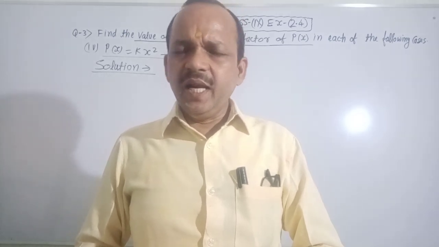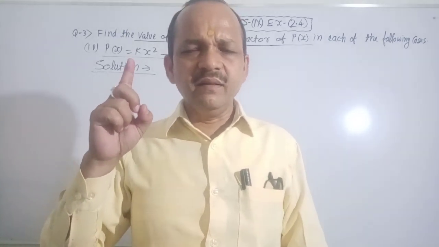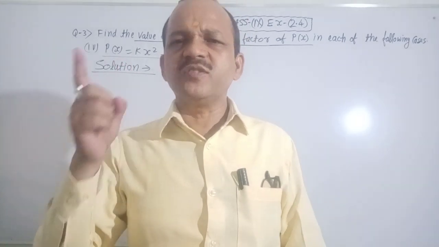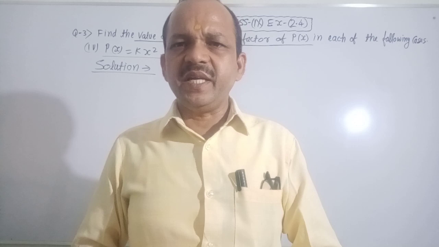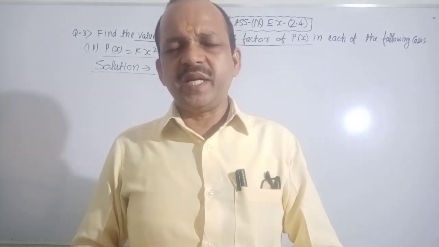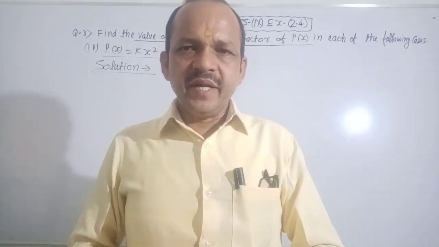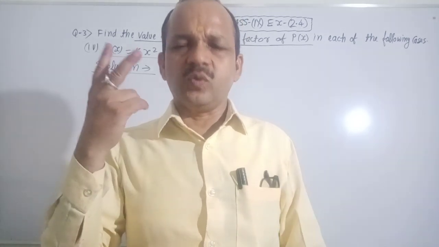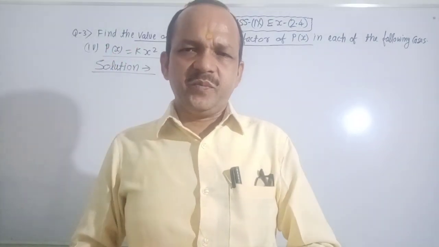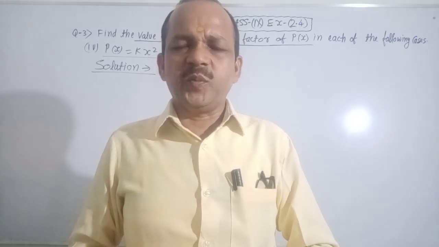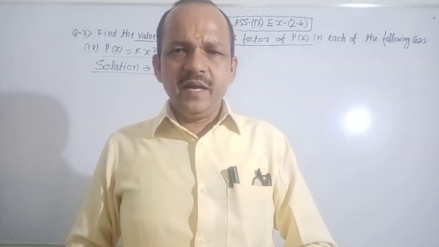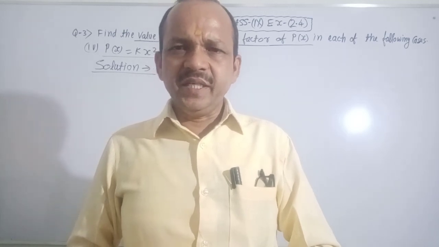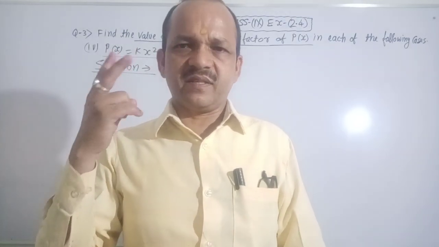A polynomial having degree 1 is called linear polynomial. Linear polynomial has 1 zero, means one answer. Its form is ax plus b equal to 0. Next, quadratic polynomial. A polynomial having degree 2 is called quadratic polynomial. The form of quadratic polynomial is ax square plus bx plus c equal to 0. It has two zeros, means two answers.